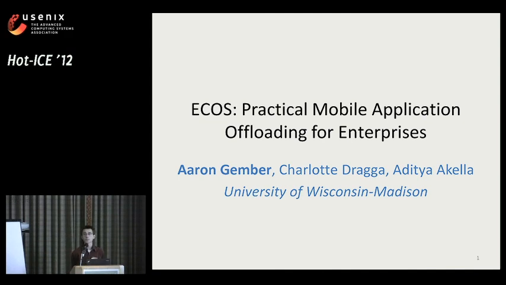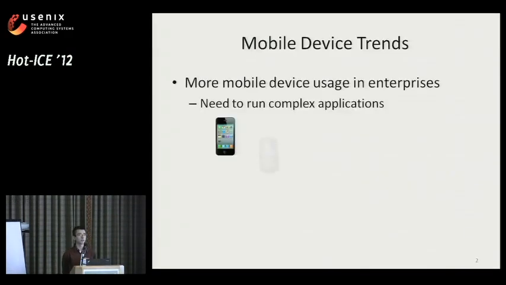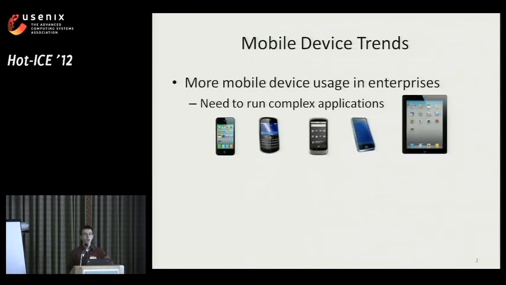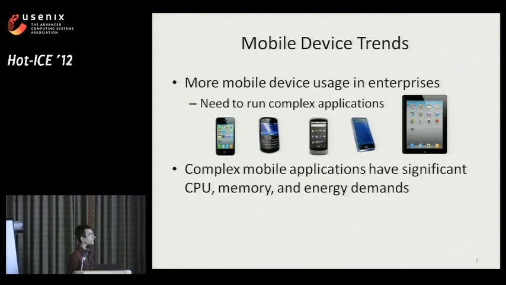Today I'm going to talk about our Enterprise-Centric Offloading System. The reason that we're focused on this is because we're seeing an increasing number of mobile devices being used in enterprise networks. Smartphones and tablets are becoming important platforms for users in these enterprises. And as they become more popular, these devices need to be able to run more complex applications that are either part of the business of the enterprise or just other supporting tools.